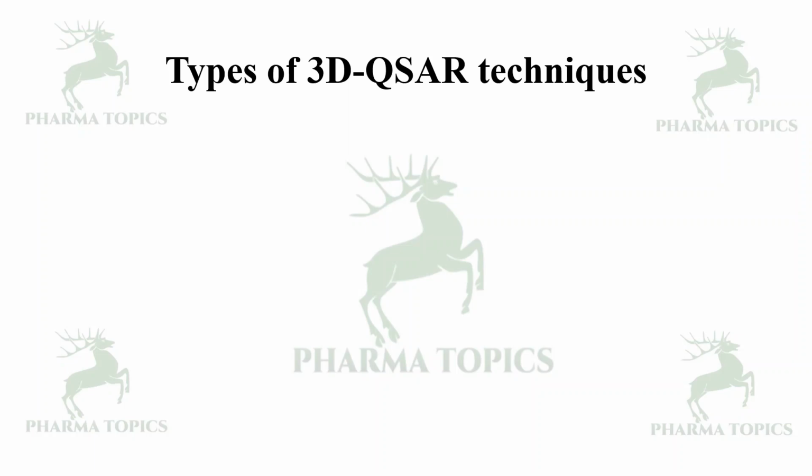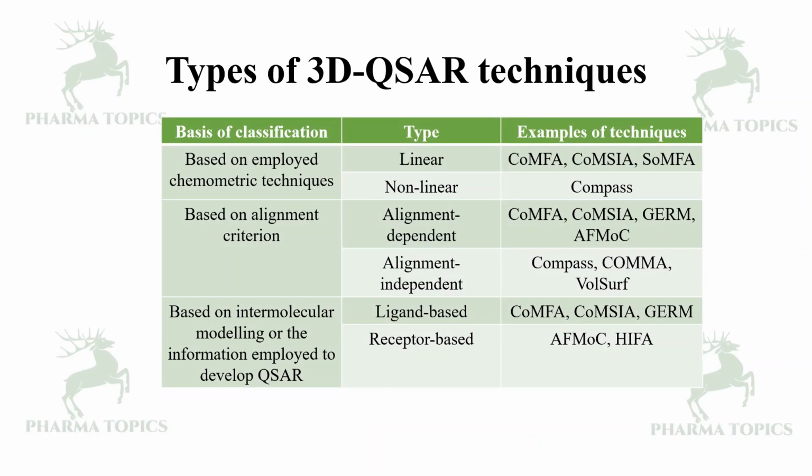Let us see the types of 3D QSAR techniques. There are three bases. One is based on the employed chemometric techniques. Linear techniques are CoMFA, CoMSIA, and SOMFA. Non-linear techniques use COMPASS. Based on the alignment criterion, alignment dependent ones are CoMFA, CoMSIA, CHARMM, AFMOC. Alignment independent ones are COMPASS, COMMA, WHIM, VolSurf. Based on the intermolecular modeling or information employed to develop QSAR, one is ligand based, where you can use CoMFA, CoMSIA, CHARMM, and receptor based, where you can use AFMOC and HIFA.